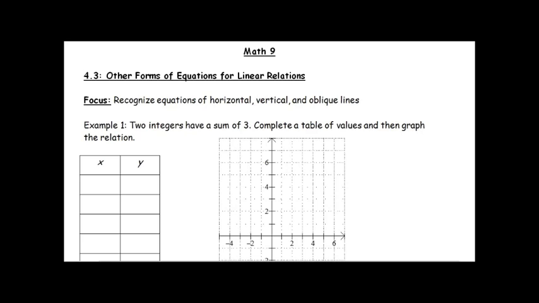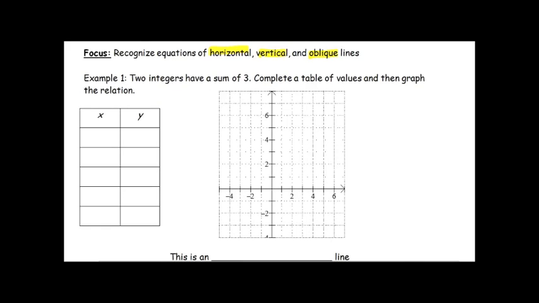In this video, we'll look at other forms of equations for linear relations. Specifically, we'll look at equations of horizontal, vertical, and oblique lines. Okay, we'll start off with an example where we have two integers that have a sum of 3, complete a table of values, and then graph the relation.